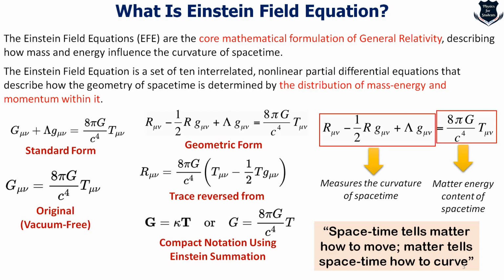In short, we can talk of the Einstein field equation, different geometric and standard and vacuum forms, as denoting one simple thing. The left hand side is measuring the curvature, the right hand side is measuring what causes the curvature, that is the matter content.